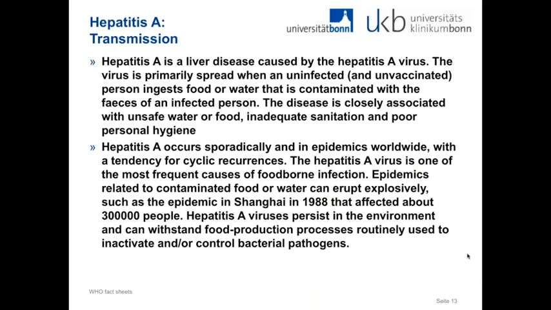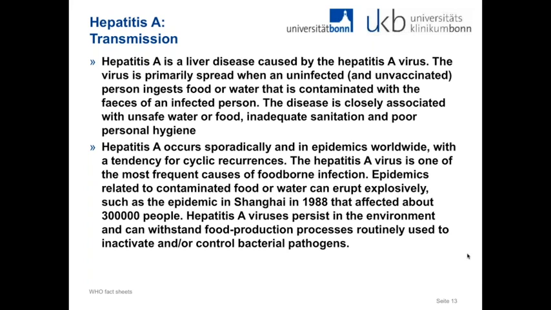It's important though to also know that the virus usually is primarily spread when an uninfected and unvaccinated person ingests food or water that is contaminated with the feces of an infected person. The disease is closely associated with unsafe water or food, inadequate sanitation, and poor personal hygiene. So in areas of limited resources, poor countries, people living close together, water is not clean, so Africa, Asia, certain parts, that's why there's quite a bit of spread. But you should also know that hepatitis A is also found in mussels. But in the context of men who have sex with men, once it comes to an outbreak, it's passed on sexually during sexual acts, and in particular through rimming is probably the most common way of transmission.